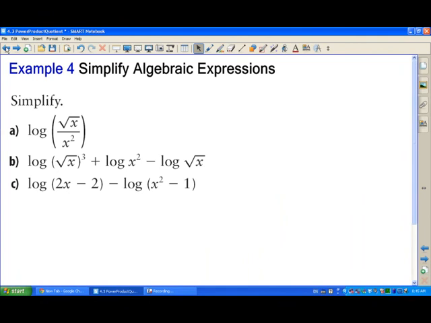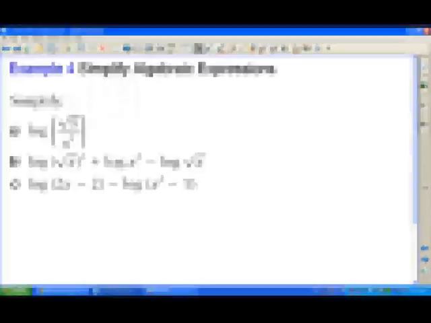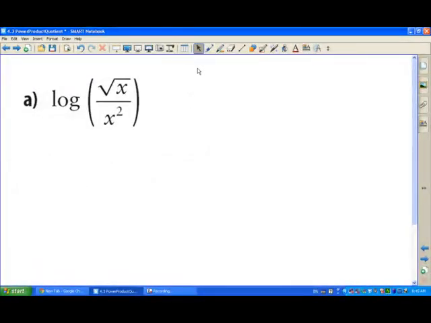Okay, a few more examples. This time we're going to look at questions involving logarithms and variables rather than straight numbers. We'd like to simplify these three expressions. In example A, there's two ways we can do this.